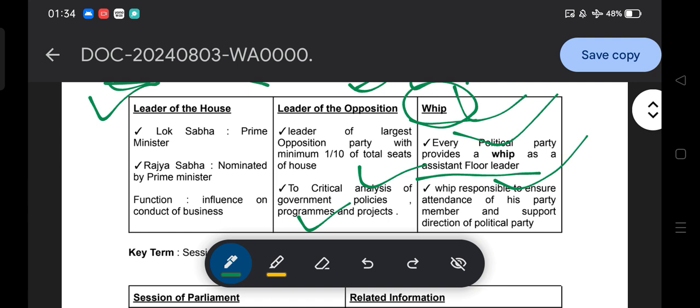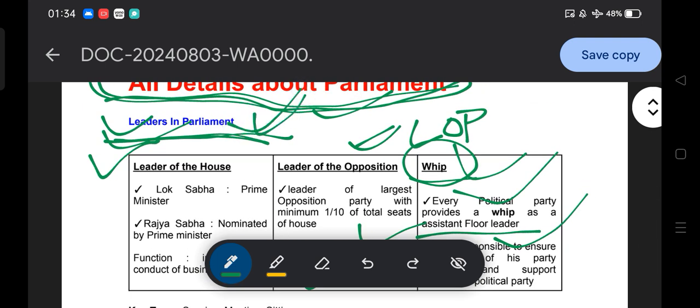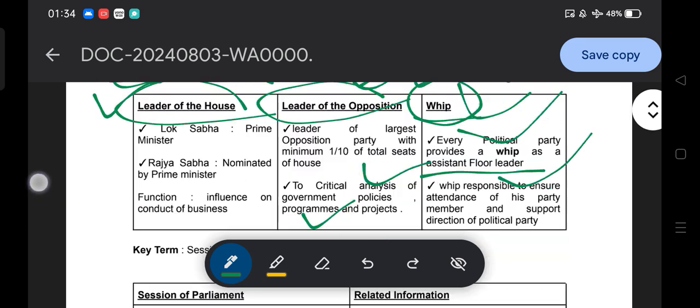So that is how the whip works as a monitor, who associates and collaborates with different members of the same political party in order to smoothly follow the direction and wish of the political party. That is how the whip works. And this much example is pretty clear to all of you to understand that concept. So this is how, in parliament, we understand the leader of the house, leader of the opposition, and whip. Getting my point, everyone?